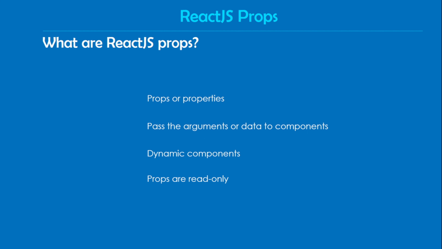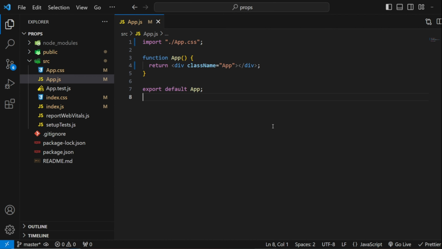Props are read-only and cannot be changed. For example, if we send props from parent component to child component, these props cannot be changed. Now we will see how to create product list by using props.